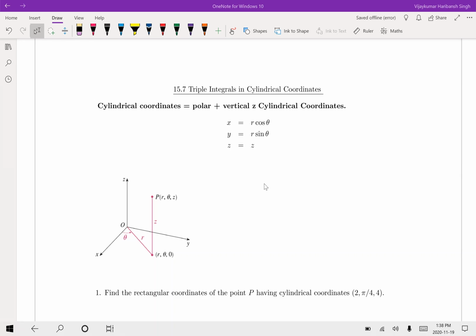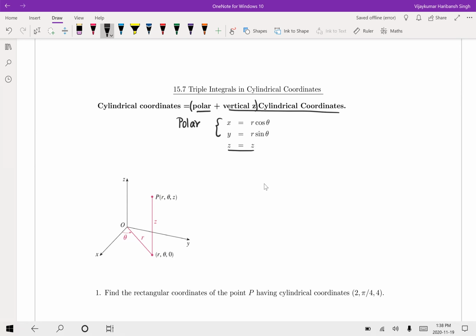Cylindrical coordinates are essentially polar coordinates for x and y, and a vertical coordinate z. To be precise, let's take x equals r cos theta, y equals r sin theta. This is the polar part. And z will be z. So this is the cylindrical setup.